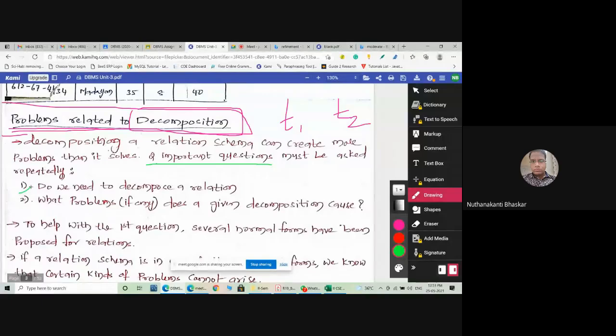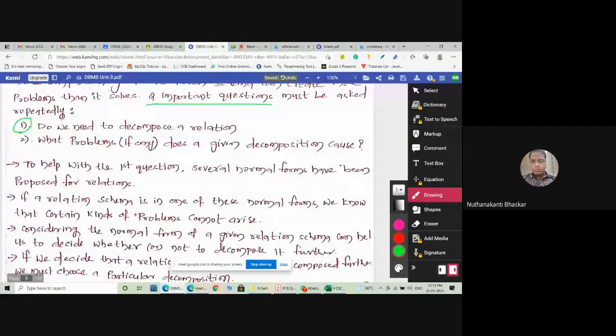The first question is, do we need to decompose a relation? To help with the first question, several normal forms have been proposed for relations. Here we have five normal forms: first normal form, second normal form, third normal form, BCNF, and fourth normal form. Is that relation suitable to any one of the normal forms or not? That is what 'Do we need to decompose a relation?' means.